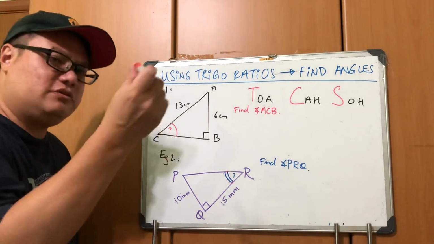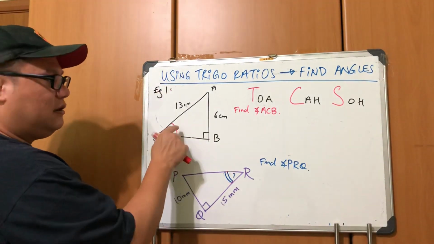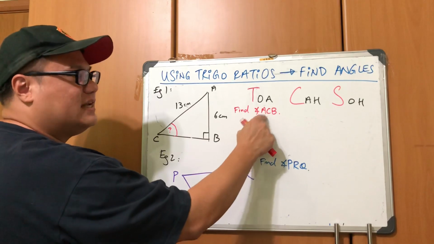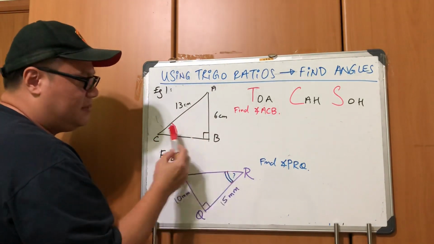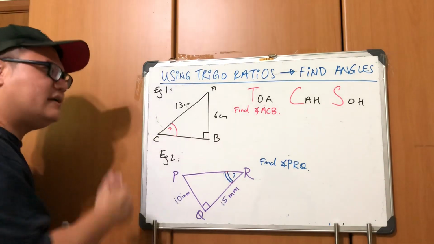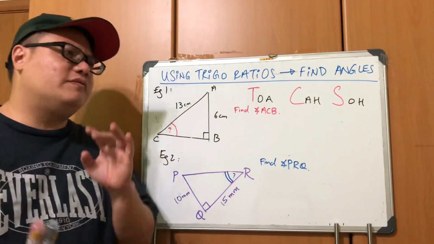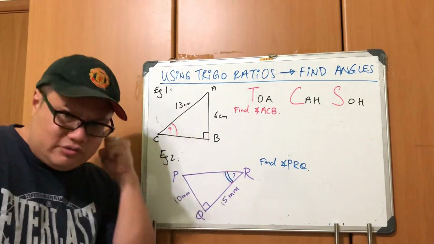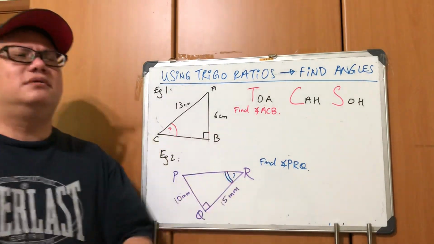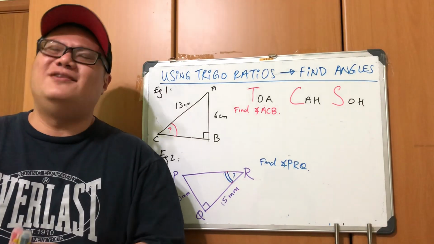I shall use the red color marker to mark out where's ACB. Let's take a look. ACB means I'm trying to find this angle C. What's angle ACB? Some of you will say, Mr., when I see a right angle triangle, I think of Pythagoras theorem. Can you use Pythagoras theorem to solve for an angle? The answer is no, cannot.